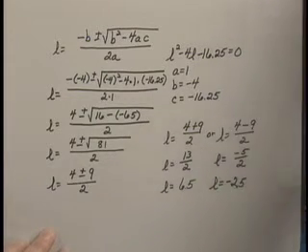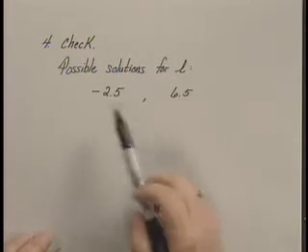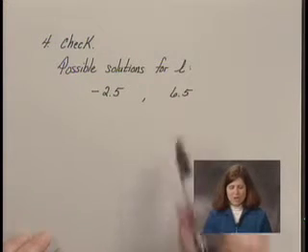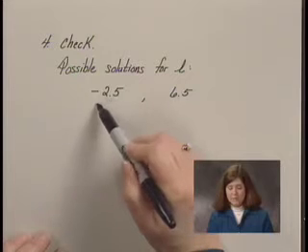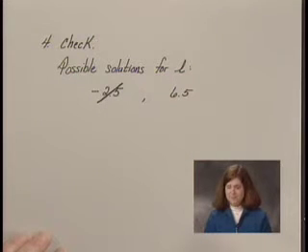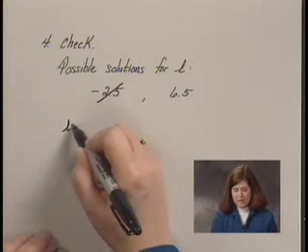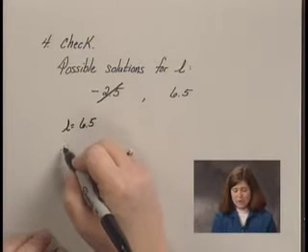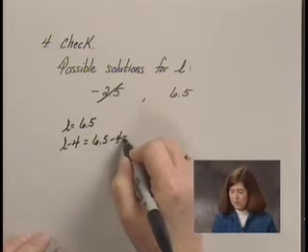So let's move to our fourth step, and that is to check the answer. The possible solutions for L were negative 2.5 and 6.5. Before we check these in an equation, let's think what we were trying to find, the length of a rug. The length of a rug is not going to be a negative number, so we won't consider that one. If we consider 6.5, if L is 6.5, then the width, remember, was L minus 4. So L minus 4 is 6.5 minus 4, which is 2.5.